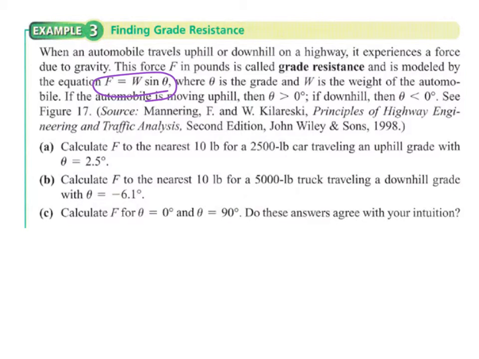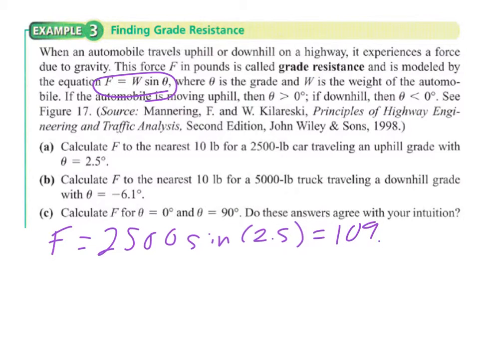So we're going to take a look at really 3 different questions. First, we're going to calculate F to the nearest 10 pounds for a 2,500 pound car traveling an uphill grade with theta of 2.5. So we're trying to find F. We know the weight of the car is 2,500 pounds, and the angle of the grade is 2.5 degrees. And so we simply, in this case, type that into the calculator, and we get 109.04 pounds. So to the nearest 10 pounds, call it 110 pounds of force.